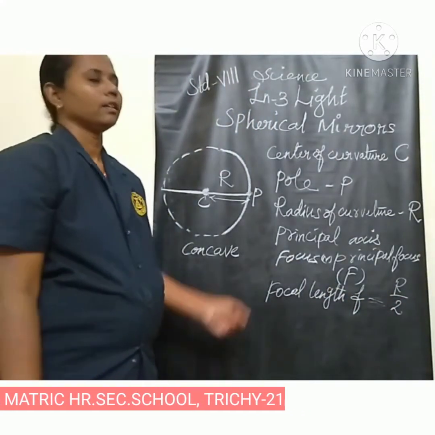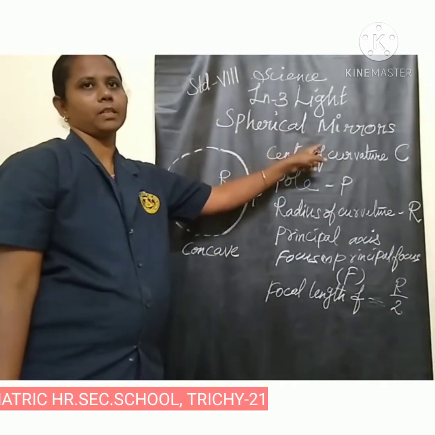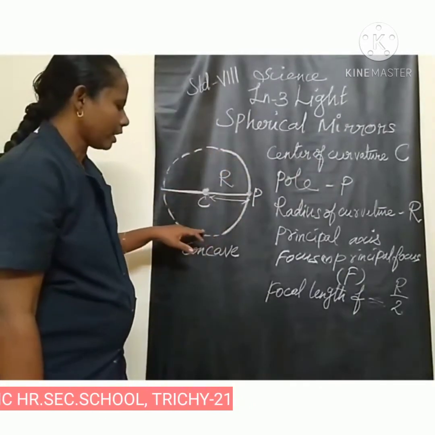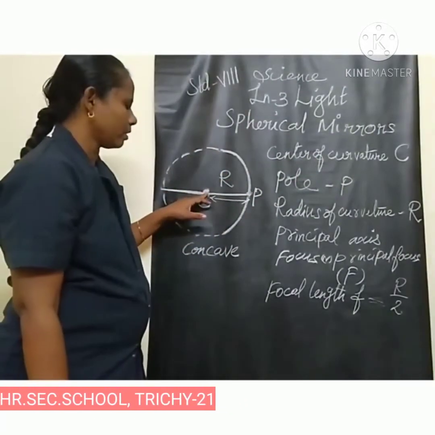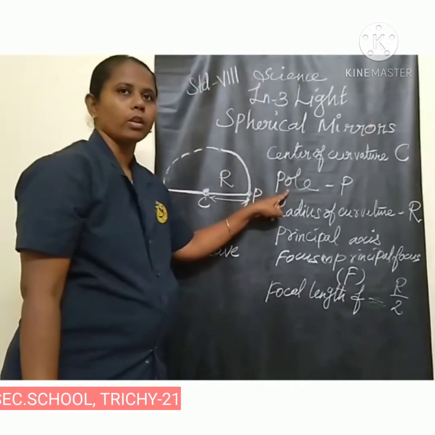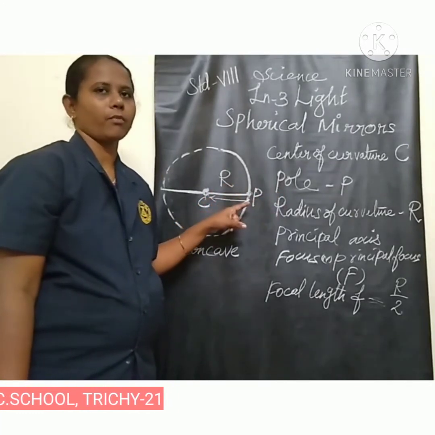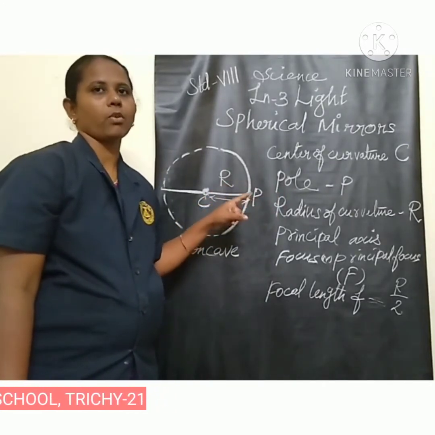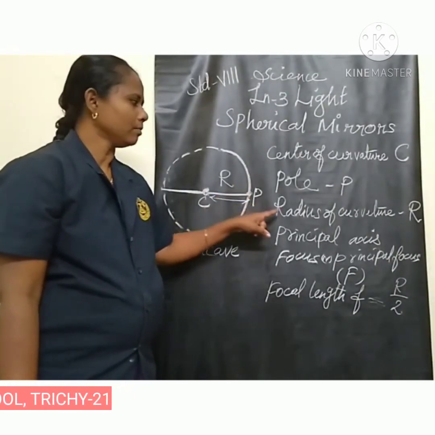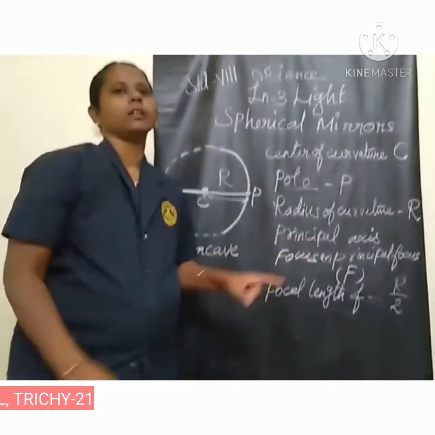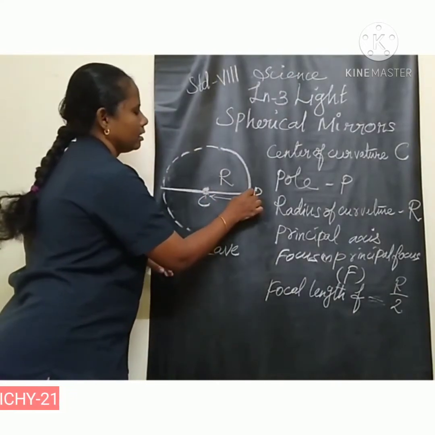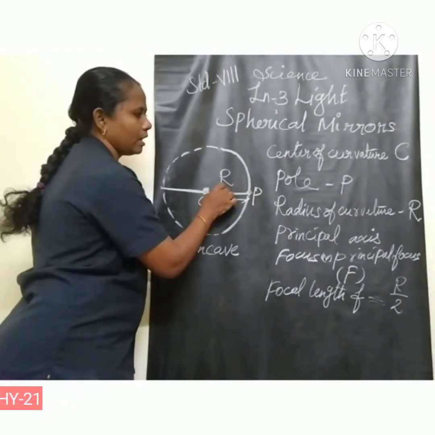Once again, the terms related to spherical mirrors. The first term, center of curvature. This is a concave mirror. The center of the mirror is C, denoted by the letter C. Second term, pole. Pole is the geometric center of the reflecting surface of the spherical mirror, denoted by the letter P. Third term, radius of curvature. The distance between the center of curvature and the pole is known as the radius of curvature, capital R.